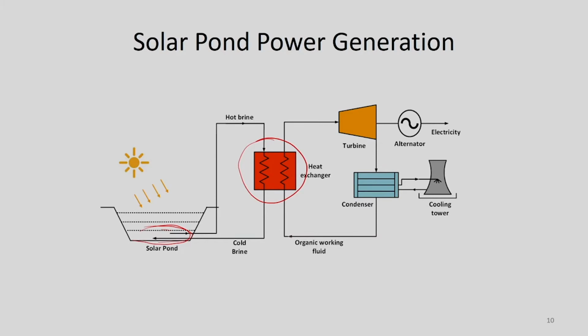Okay, so this organic fluid takes the heat from the brine and it is evaporated, and then it is expanded in the turbine and electricity can be generated, and the exhaust of this turbine is cooled by using a condenser cooling tower assembly, and of course here we need a pump to circulate the fluid again and again in the closed loop. So this figure shows the working of a solar pond for power generation application.